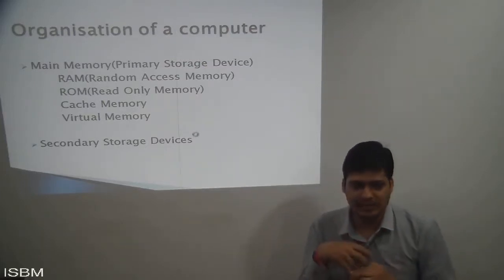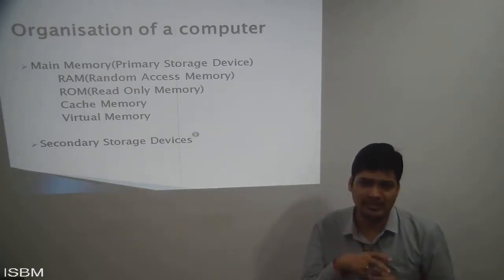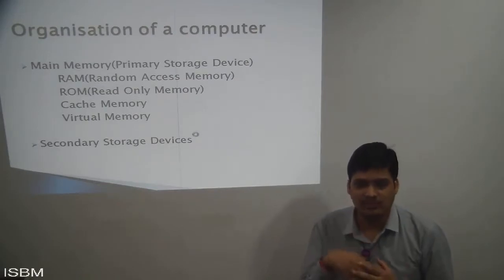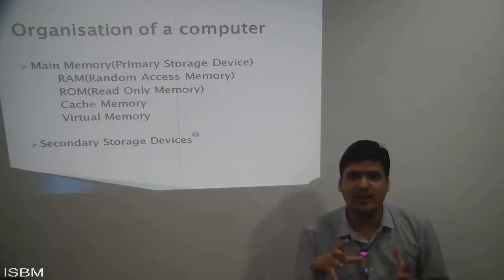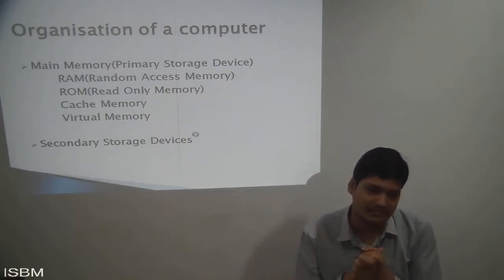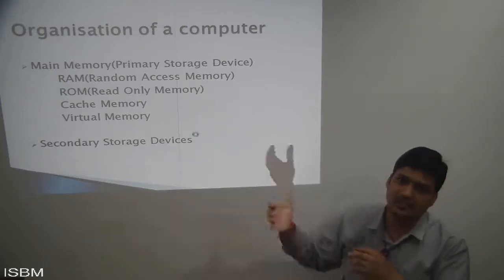Not only the hard disk, we have a floppy disk drive, which I think is almost obsolete nowadays. Then we have a pen drive, CD-ROM. All these are secondary storage devices. It's not primary, it's secondary. Main memory, obviously, is a primary storage device, which we have discussed. These are secondary storage devices.